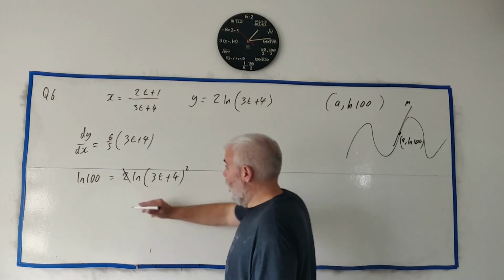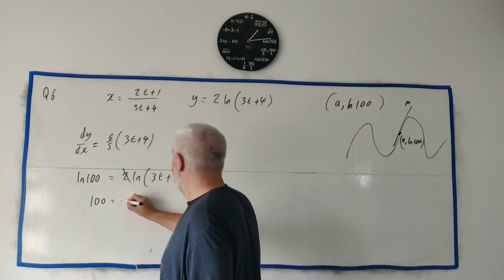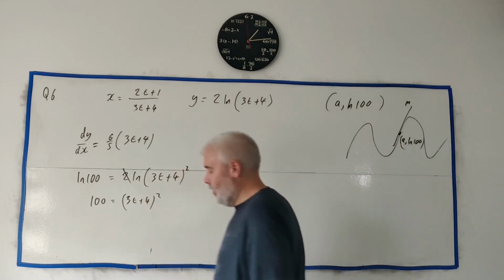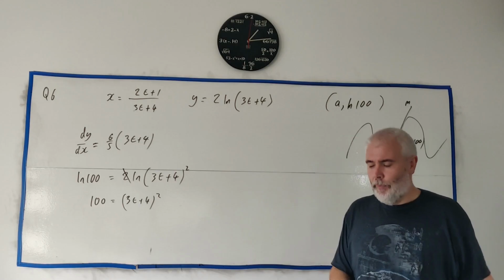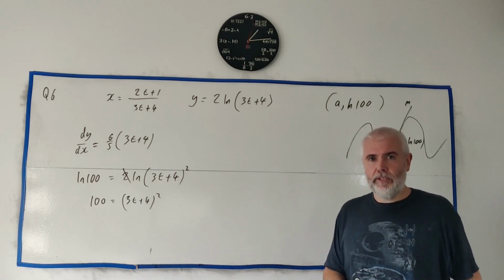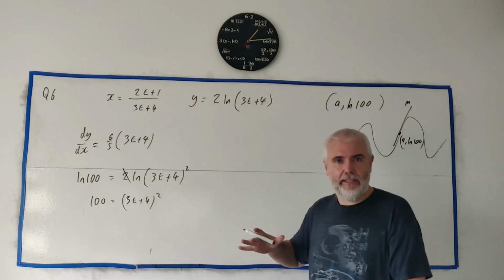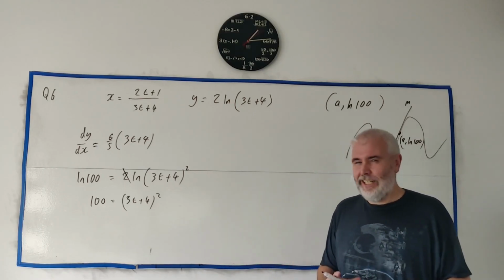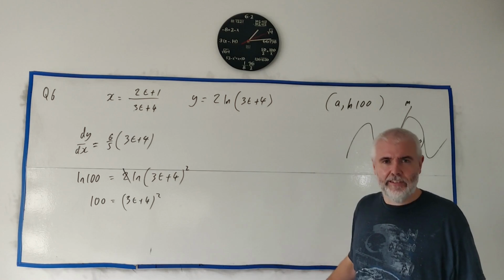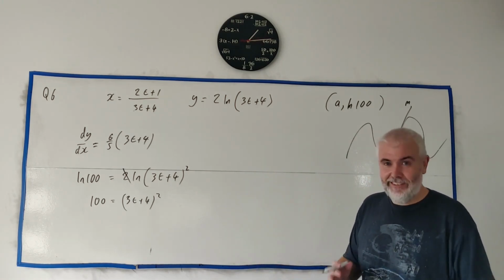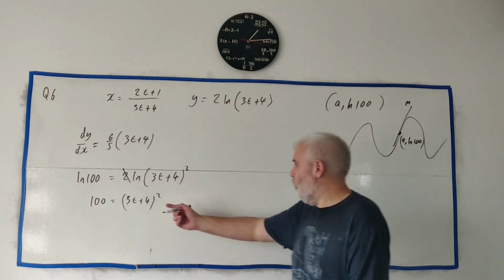Now the natural logs do cancel. We're just left with 100 is equal to (3t + 4) squared. And I'm going to make a mistake in a moment. Try and keep an eye out for it, because I think it's a mistake a lot of people would have made. I'll go a little past the mistake and just get into a little bit of trouble. I'll still get the right answer, but I'd get more than one answer, and that's a problem.